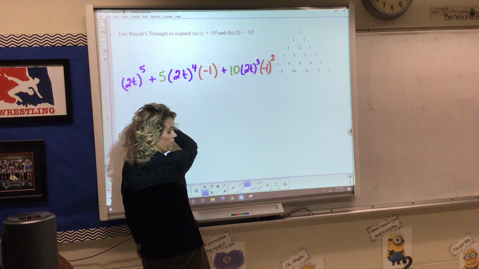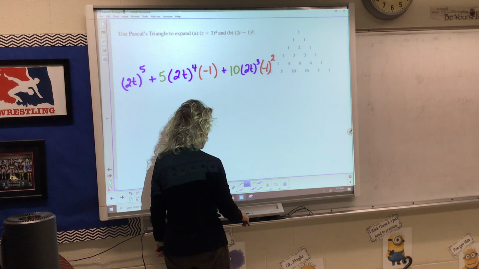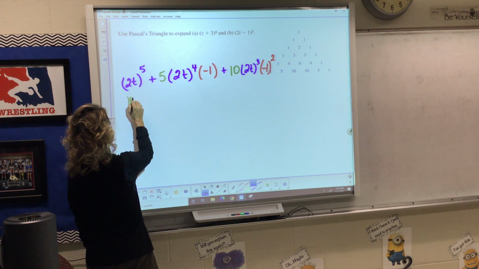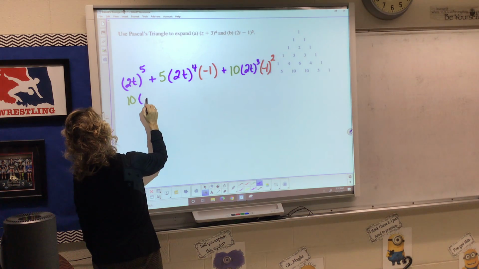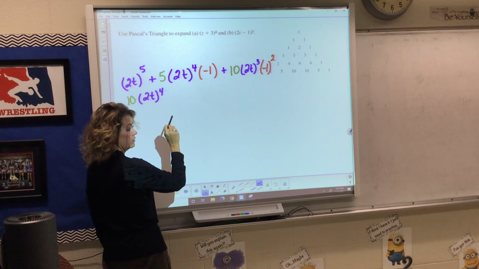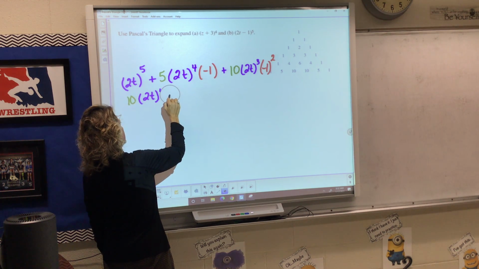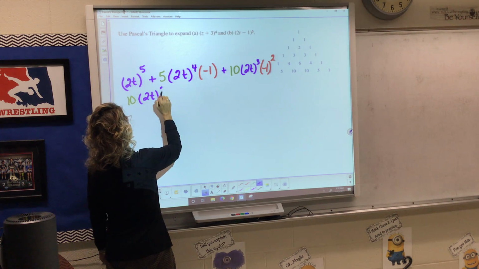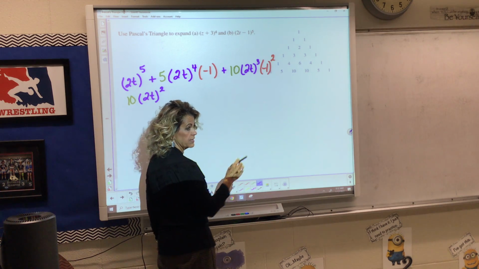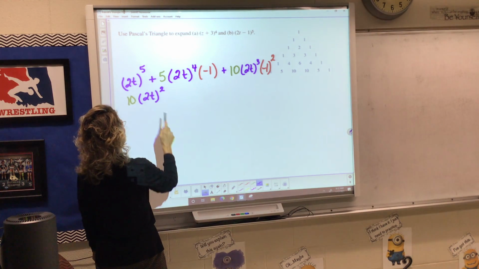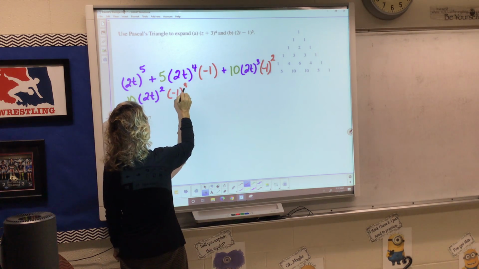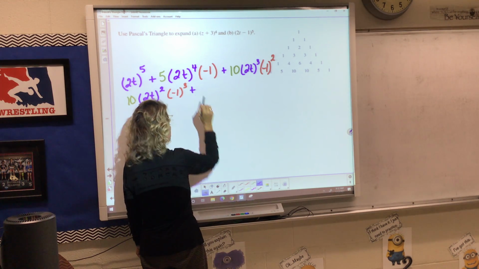I'm running out of room. So I'm going to just write down here. Is that okay? Okay. So my next, what's my coefficient of my next term? 10. And then I write down what? 2t to the second power, because these go down as these go up. Yes or no? Okay. So now we have -1 to the what power? Third power.